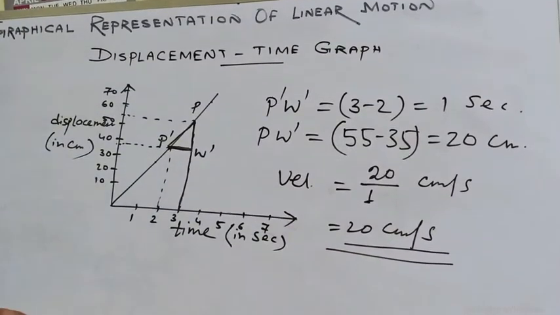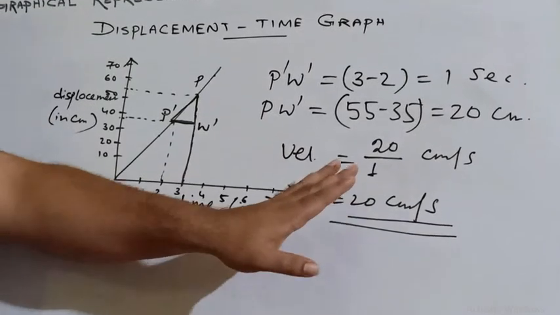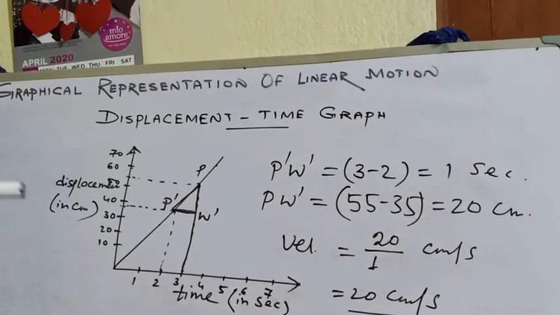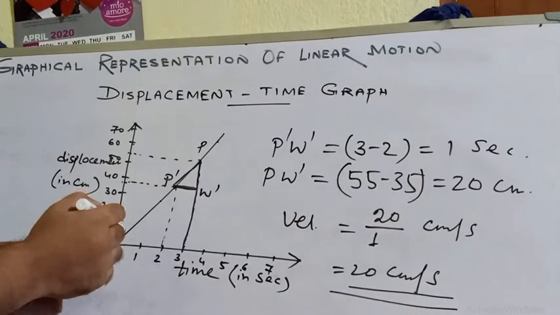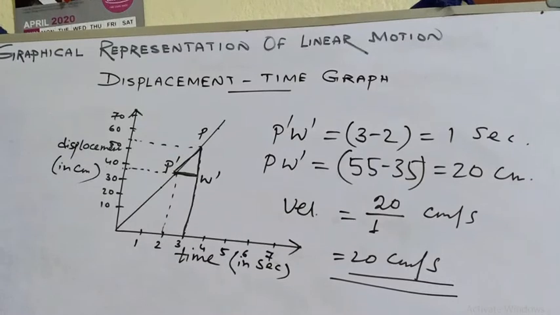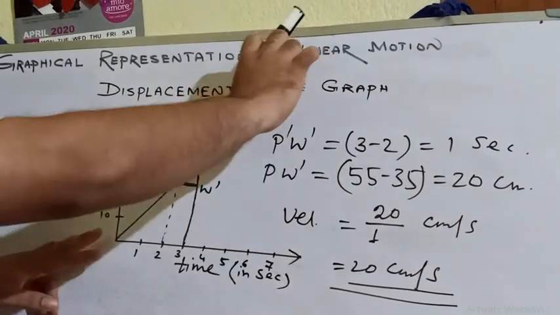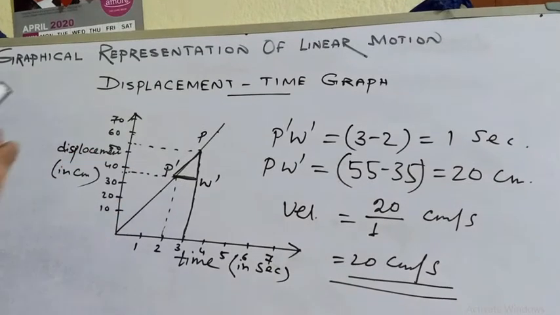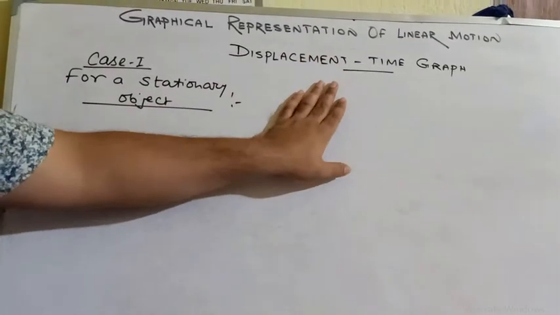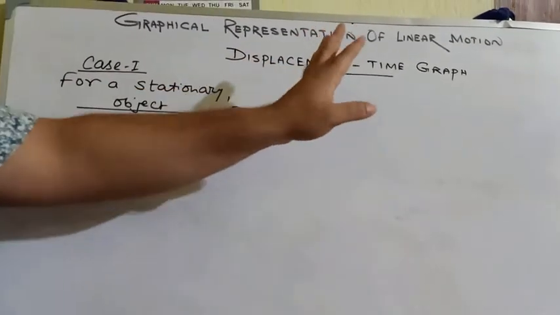Now, if the slope is positive, we can say the body is moving away from the origin, or from the starting point. And if the slope is negative, then we can say the body is returning back to its starting point. Clear? I have shown you how to calculate velocity from the displacement time graph.